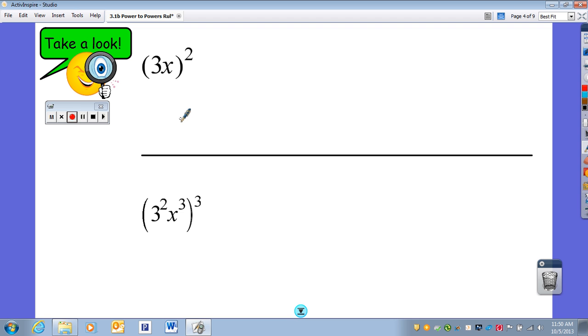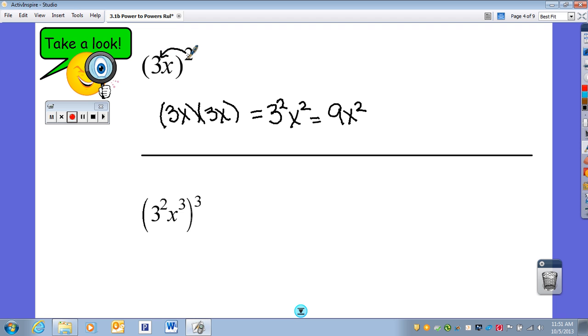So I have 3x raised to the second power. When I write this out as repeated multiplication in expanded form, that tells me that I have 2 groups of 3x. What I could do then is write this with my exponents. So I would have 3 to the second power and x to the second power, or that would give me 9x squared. So when I have a power raised to a power and it is an expression, I want to make sure that I'm giving each of the pieces of my expression the second power.